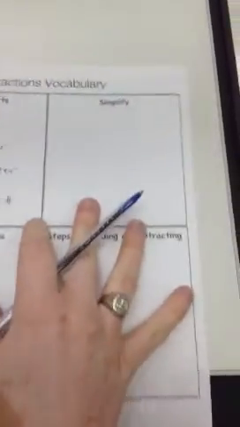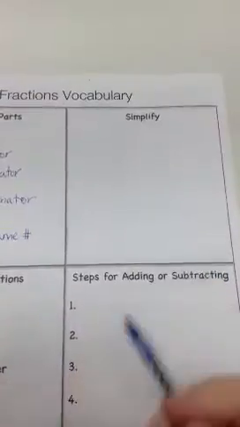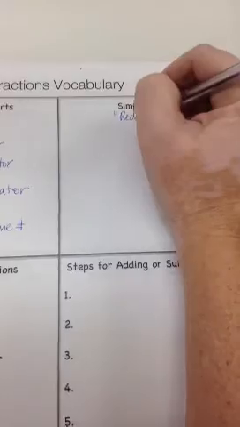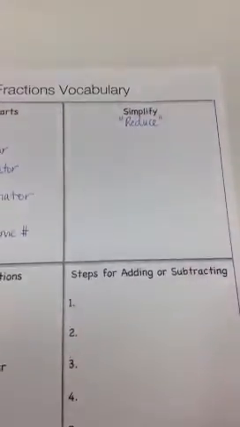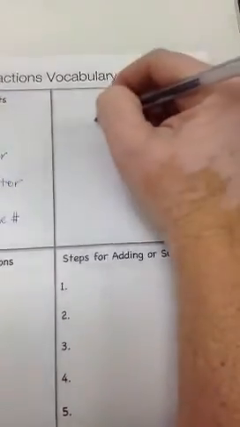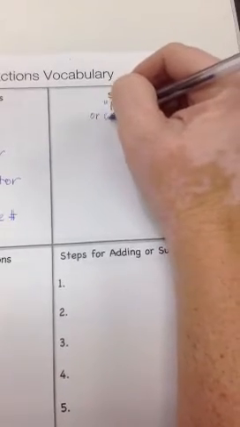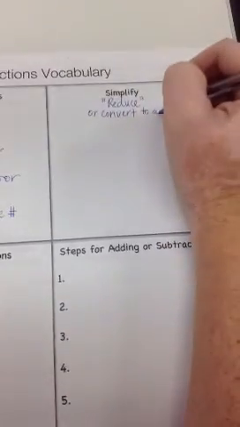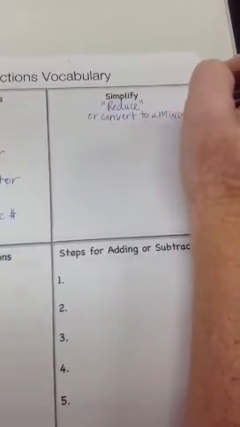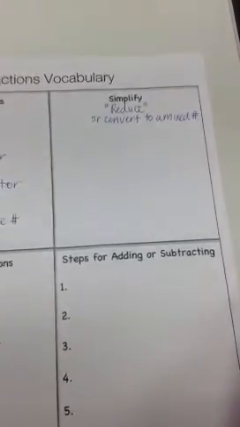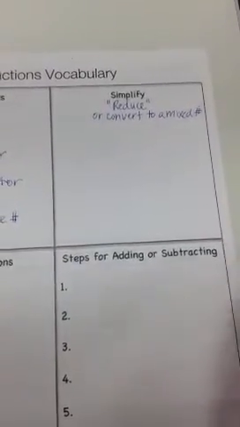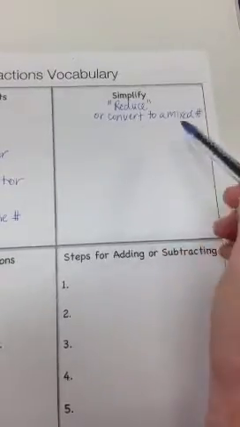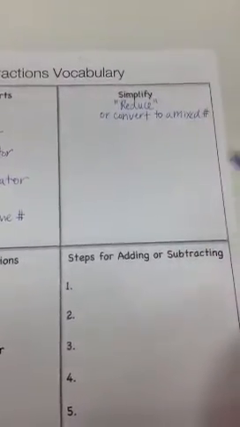Okay, our first vocabulary word is simplify. Simplify is just another word for reduce or break it down as low as it can go. Or it could also mean converting to a mixed number. So if you end on a problem with an improper fraction, then you will want to convert it, which is just another word for change it back to a mixed number.